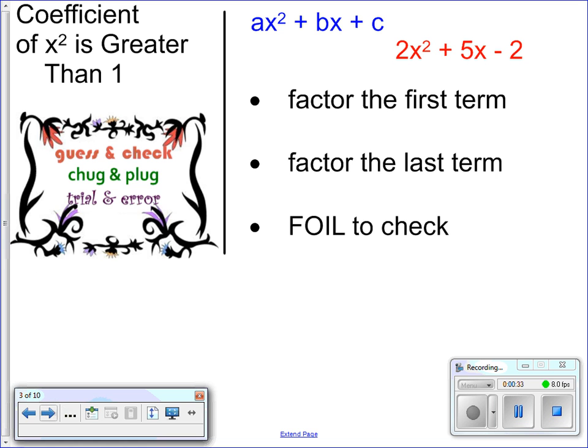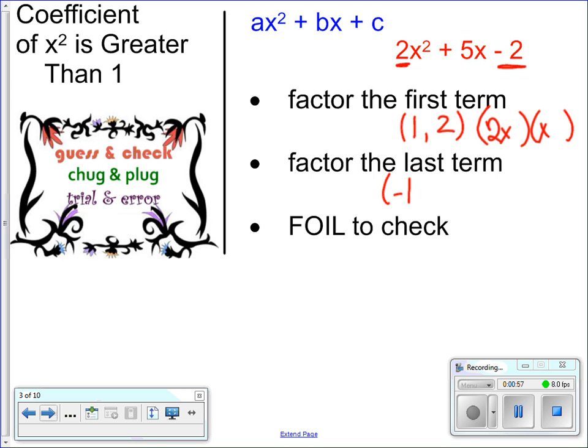So the coefficient of x squared is greater than 1. We'll have something like 2x squared plus 5x minus 2. First thing you do is factor the first term. So 2 can only have two factors, 1 and 2. So you know that it's going to have to be something 2x and x. Then factor the last term. Again, it's negative 2, so it can only be negative 1 and 2, or negative 2 and 1. And then we're going to distribute to check and make sure our answer's right. If it's not, we're going to try it again.